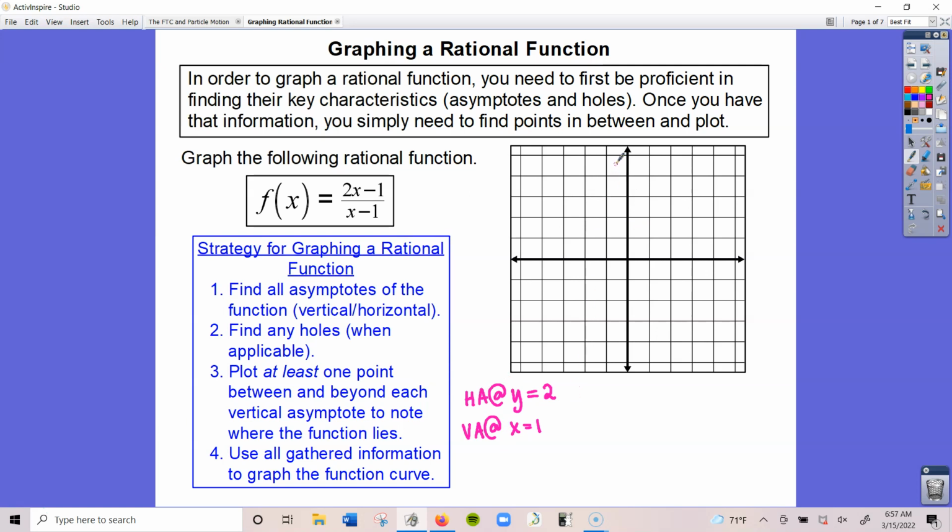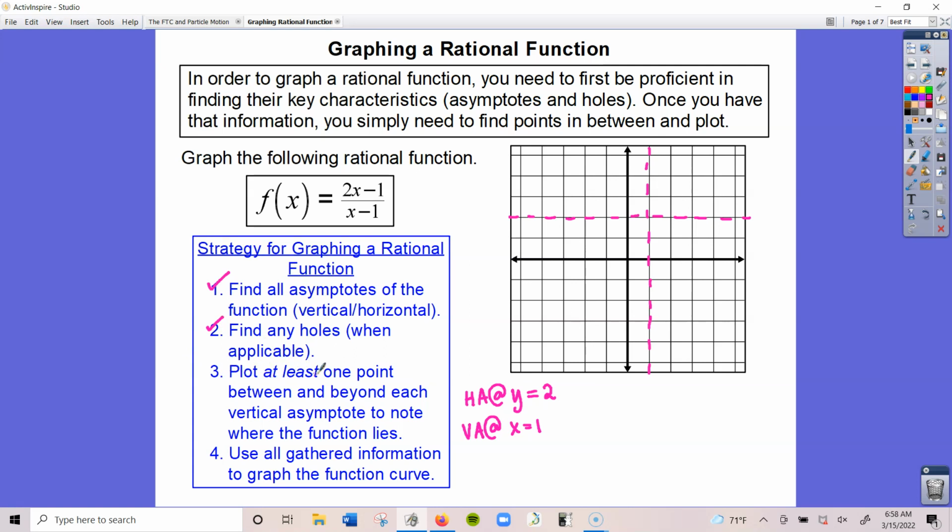So even though asymptotes are invisible lines that we can't see, we're still going to draw them in so that way it makes it easier for us to graph. So we have the horizontal at y is equal to 2, and we have the vertical at x is equal to 1. Next, we're going to find any holes when applicable. Since nothing ended up canceling, there are no holes. So we can move on to step 3.